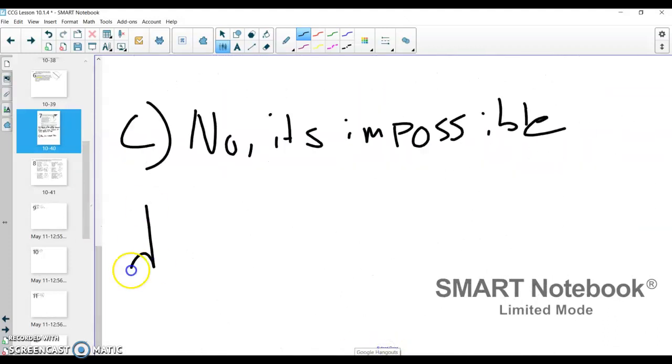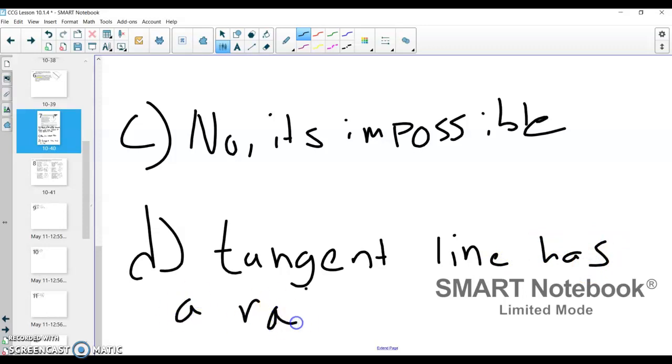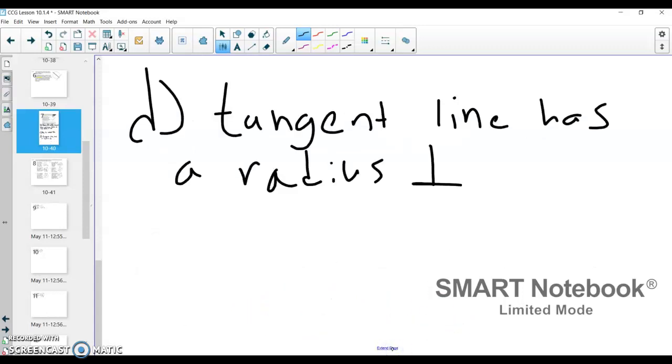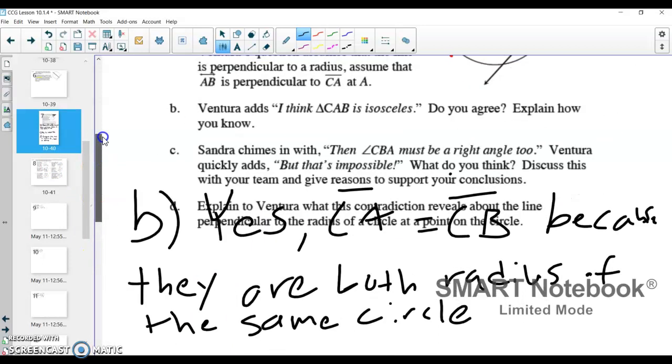So for part D, you have to just think that the tangent line has a radius that's perpendicular, not secant. I'm going to write perpendicular as this little symbol here. The tangent line has a radius that's perpendicular, but it contradicts when you try to do secant, so not a secant. All right. Just an interesting little thing there.